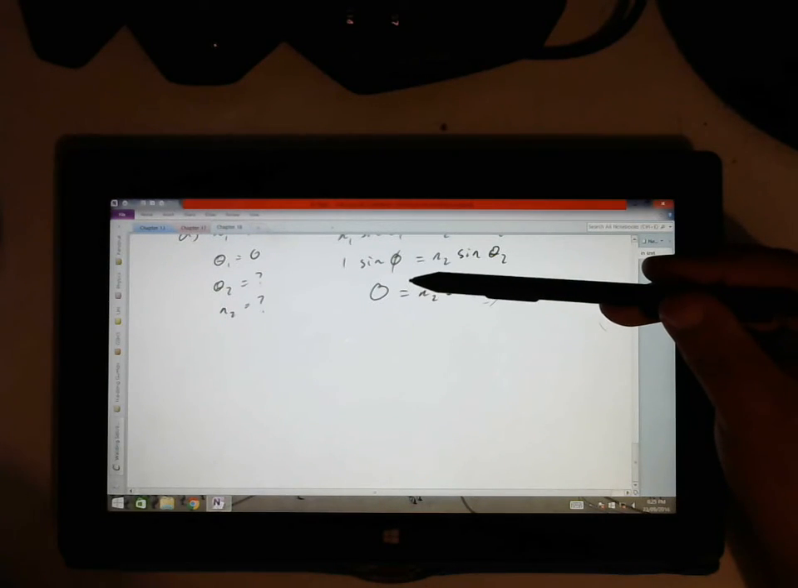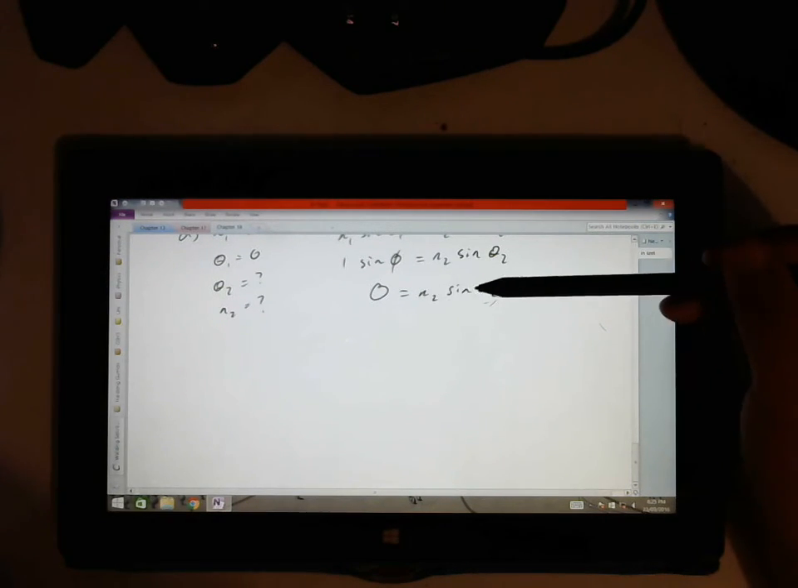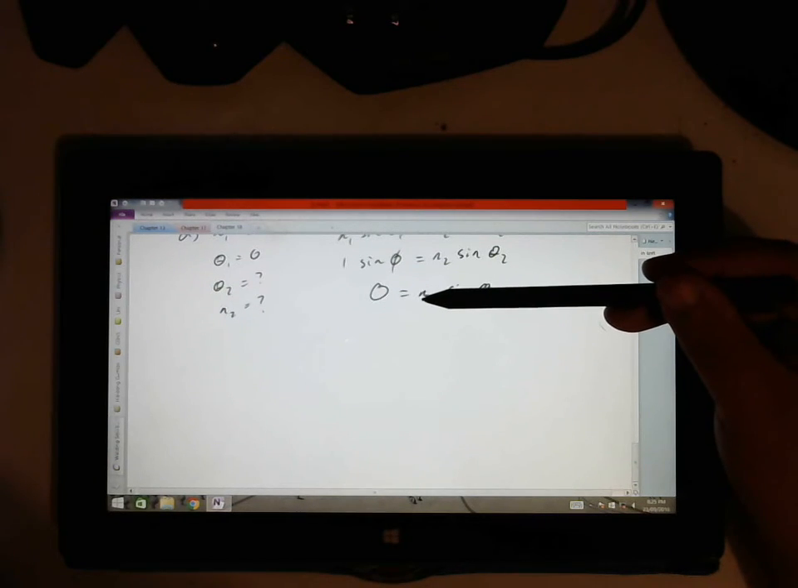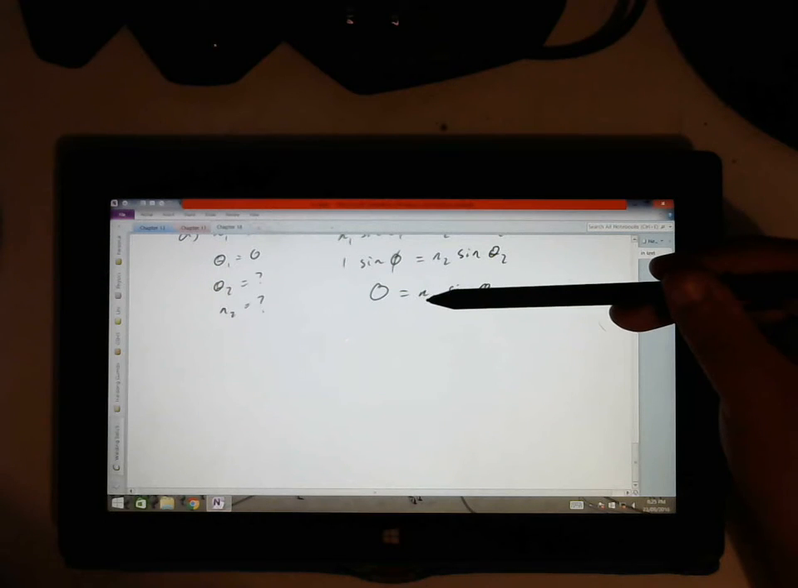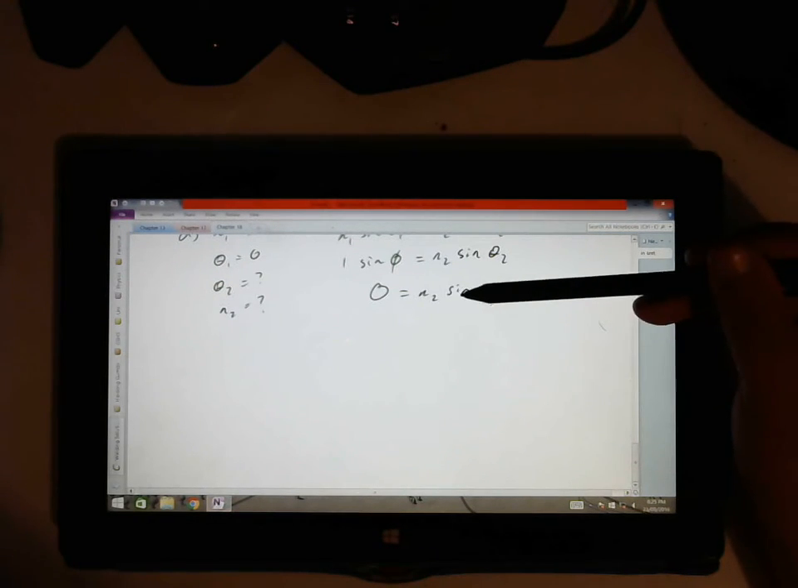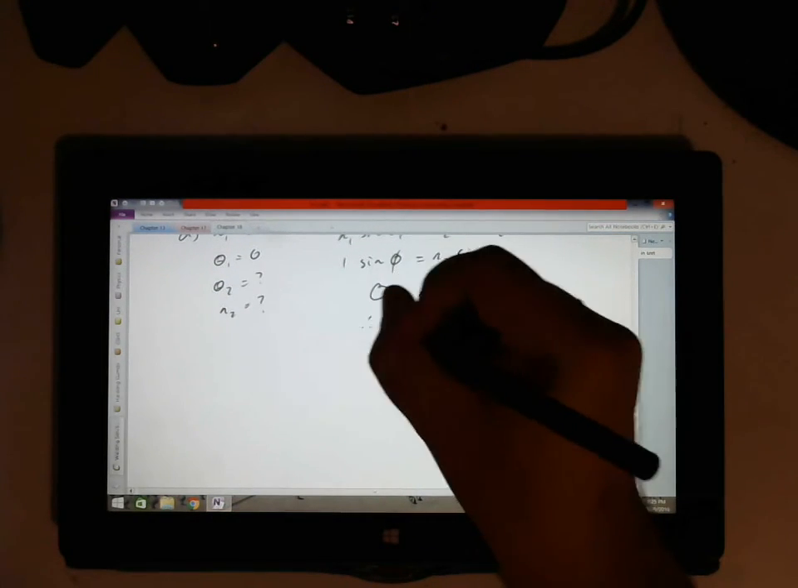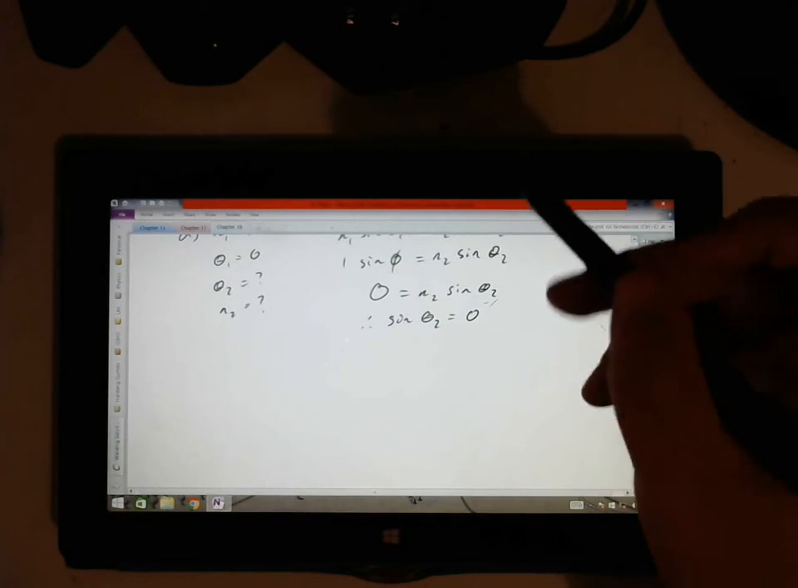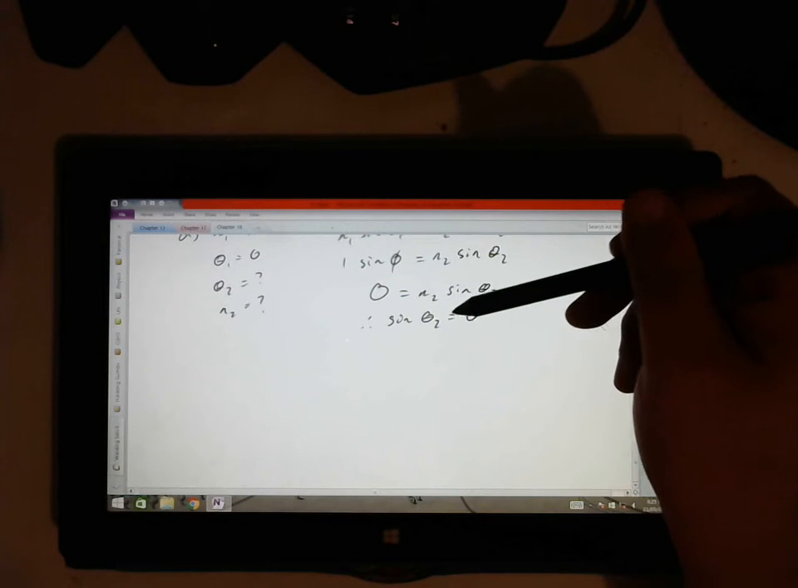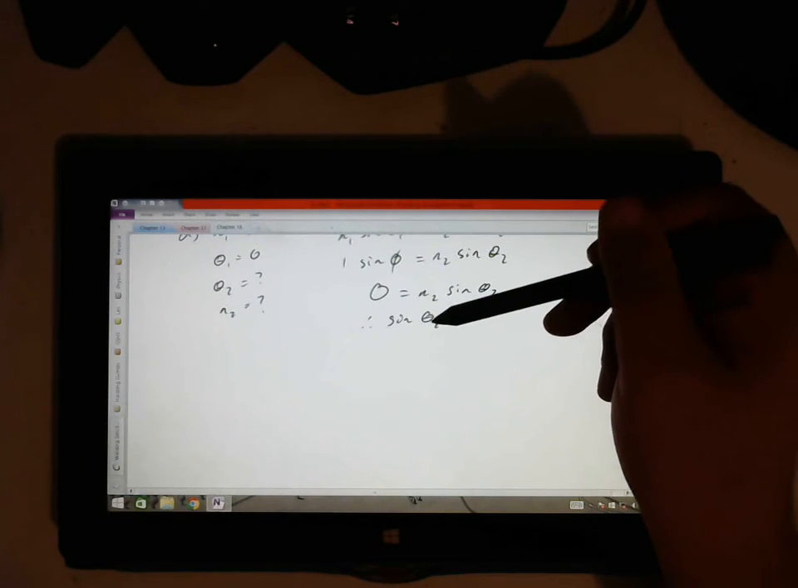So let's think about this. One of these two things has to be equal to 0. Now, n is a refractive index. It can't be less than 1, so that can't be equal to 0. So this has to be equal to 0. Let's write that in. Therefore, sine theta 2 equals 0. And if the sine of something equals 0, that means that something must be equal to 0.